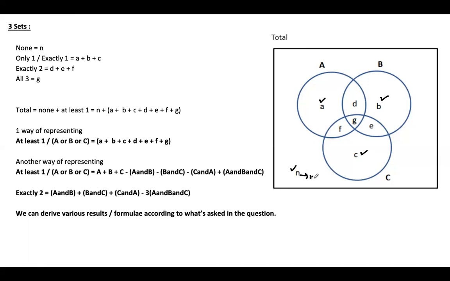N stands for none. This is only A, this is only B, this is only C. What will you call this region? That is the intersection of A and C. I can say both A and C, but not B. There is no B involved. If I am asking about this region, I'll just say both A and B.